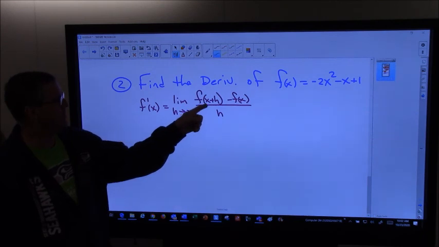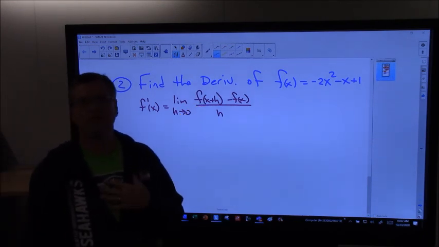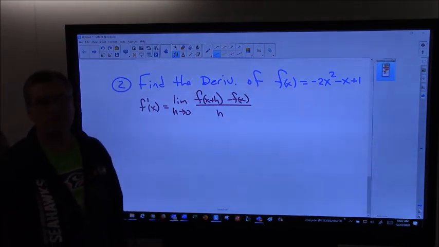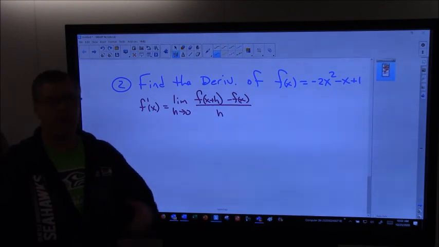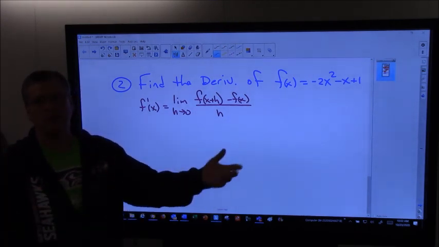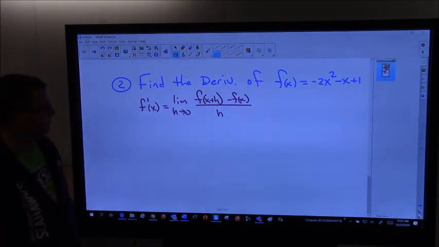So if you guys decide to use h instead of delta x, that's fine. I'm okay with that. I can go either way. It makes no difference to me. It's kind of like 1/2 versus 0.5. They both mean the same thing. I don't even see anything different there. All right? But this gives us a little bit less to write down.